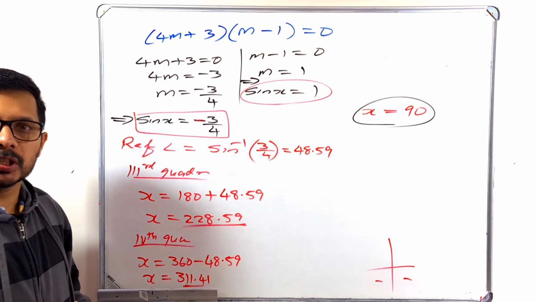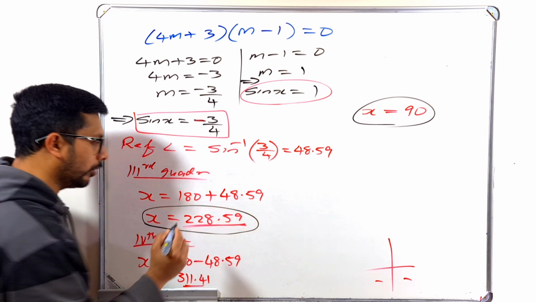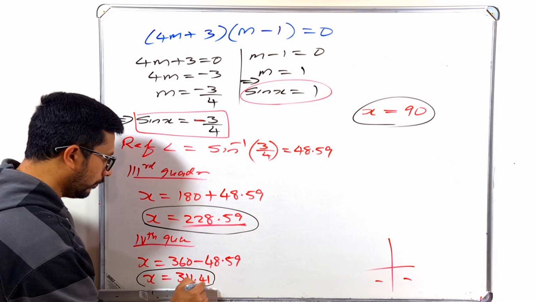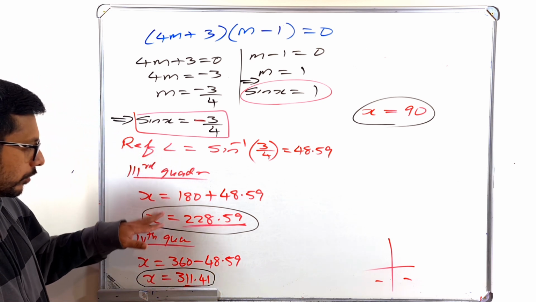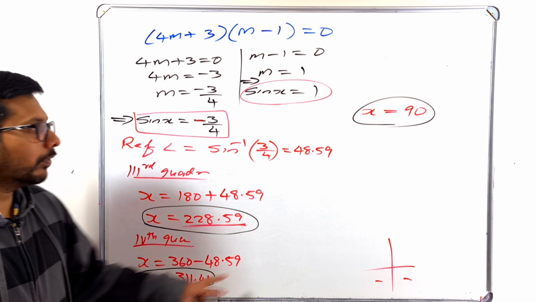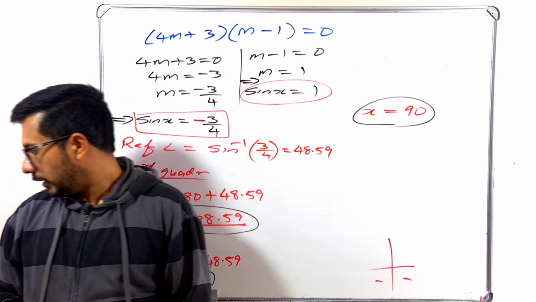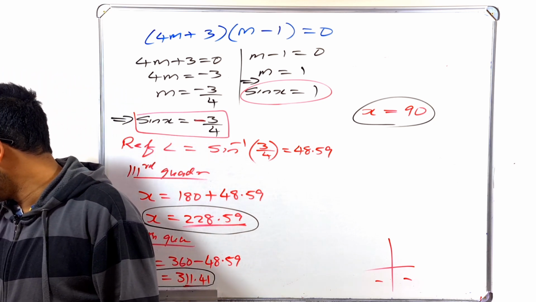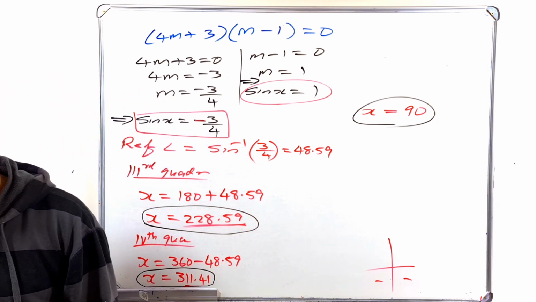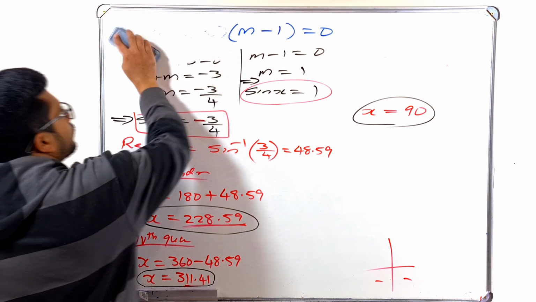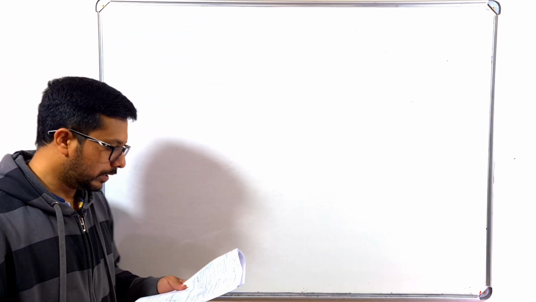We have how many solutions for x? How many values of x? We got x is equal to 228.59 and x is equal to 311.41. So there are three values we got for x: 228, 311 and 90, okay. So that is question number 5.3.2. Now let's move to the next question, question number 6, okay.